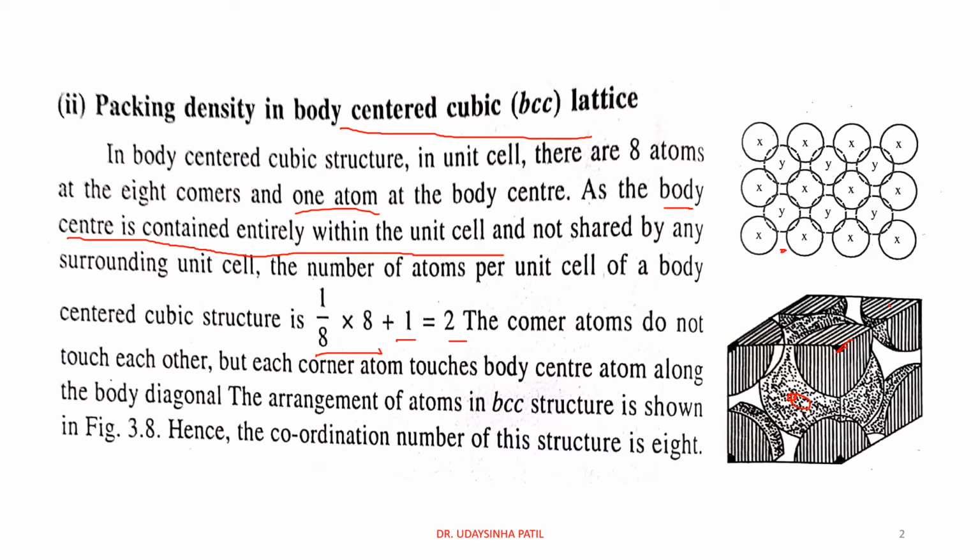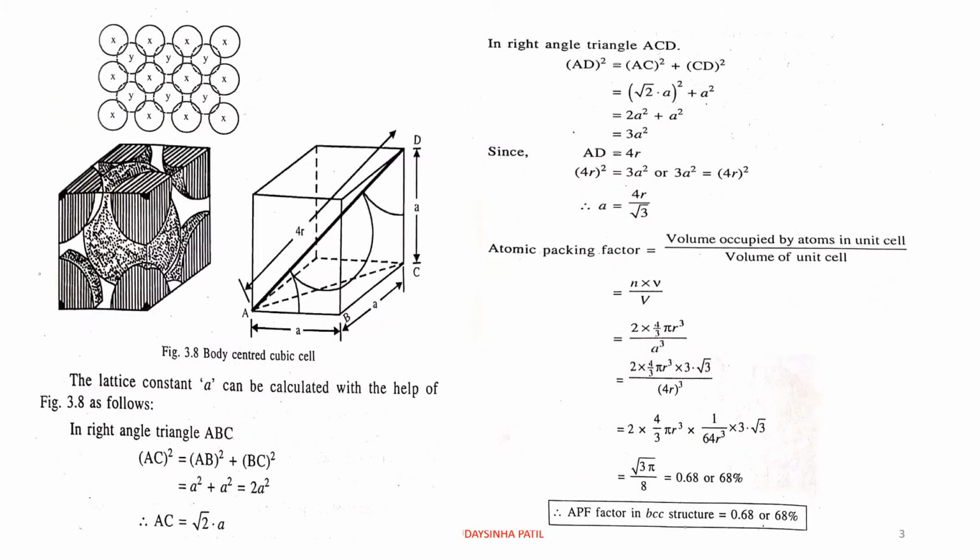The corner atoms do not touch each other, but each corner atom touches the body center atom along the body diagonal. The arrangement of atoms in the BCC structure is shown like this. Then we are going to study how to calculate the volume of the unit cell and how to calculate the packing density of the BCC lattice.